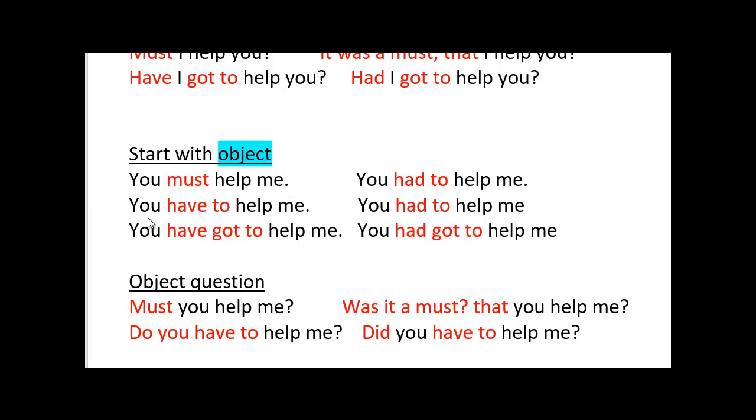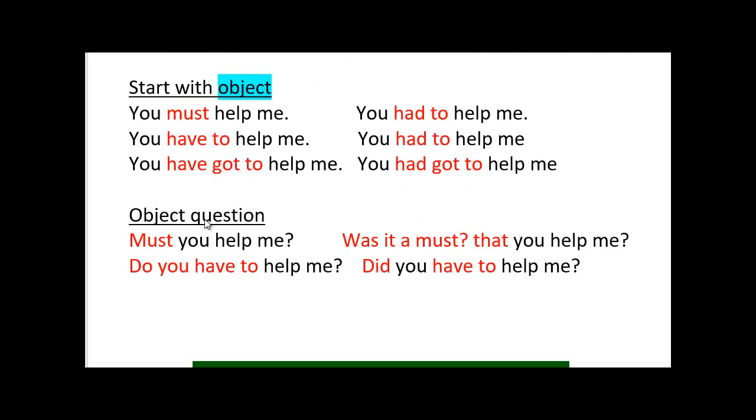I think it's clear now. I changed it. So, you have to help me. You had to help me. You have got to help me. You had got to help me. Have got for the present and had got for the past. All right. Very good.